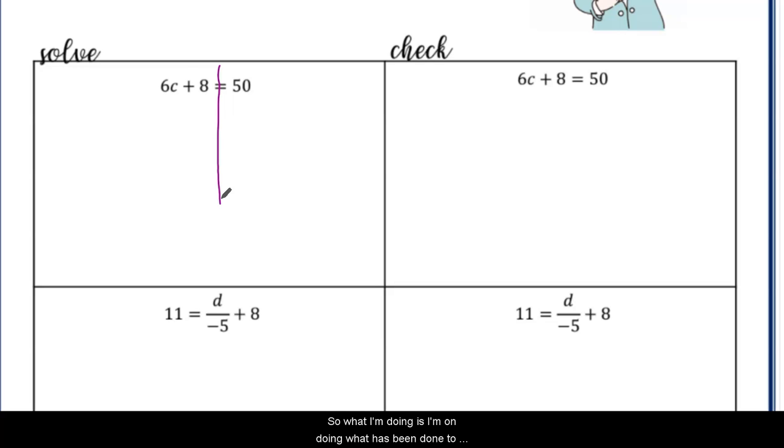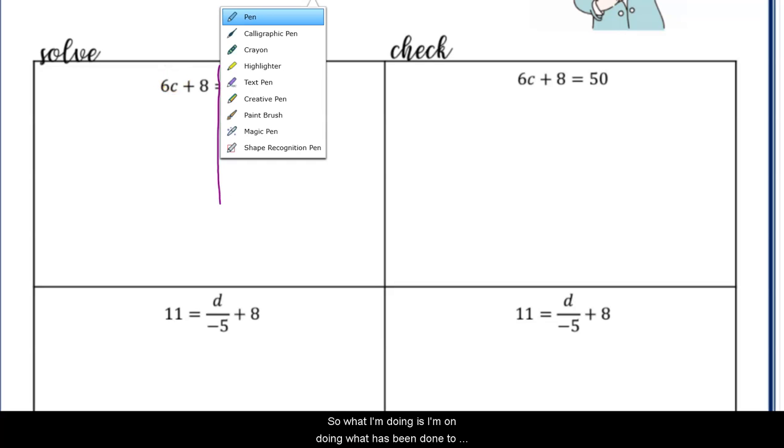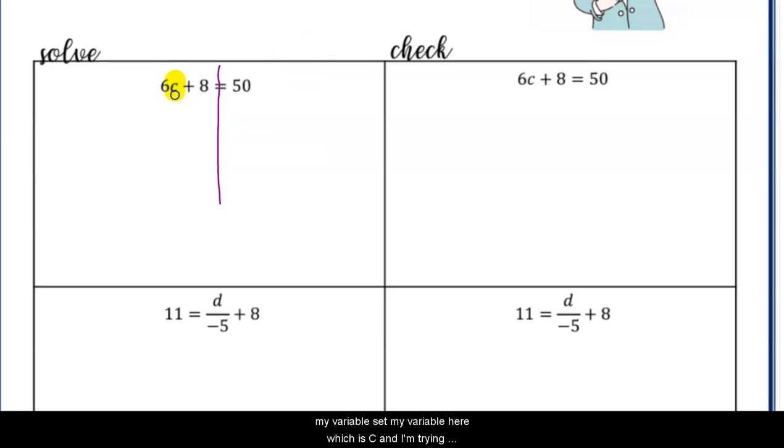So what I'm doing is I'm undoing what has been done to my variable. I have my variable here, which is c, and I'm trying to get c by itself. In this equation, I see that c has been multiplied by 6, and we've also added 8 to it to get 50. So I'm going to work backwards to try to figure out what the variable is.